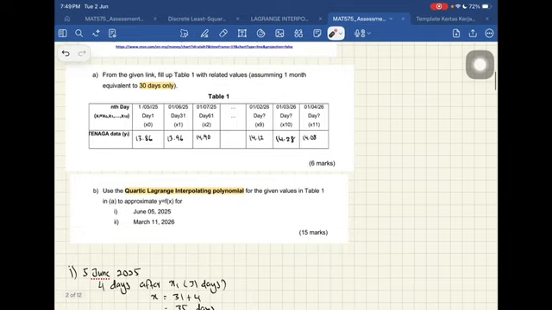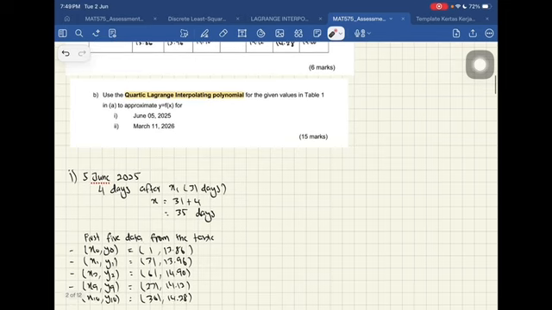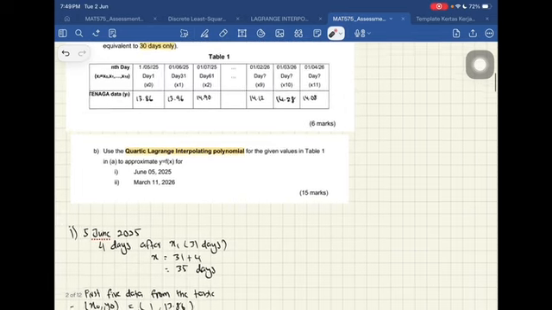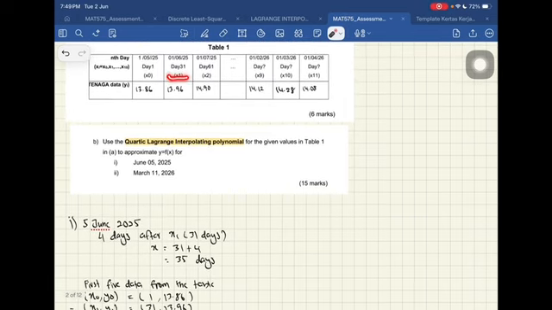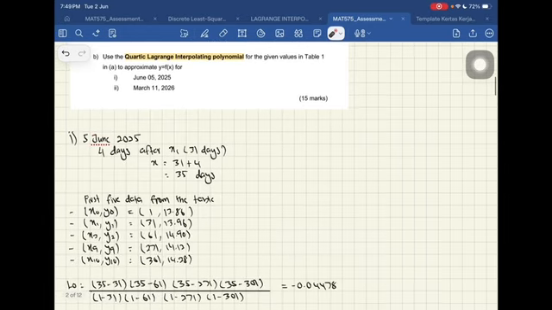Question B, use the quadratic Lagrange interpolating polynomial for the given values in table 1 in A to approximate y equal to f(x) for 5 June 2025 and 11 March 2026. So for the first question, 5 June 2025, which is 4 days after x1, 31 days. This is x1. So x equals 31 plus 4 equals 35 days.